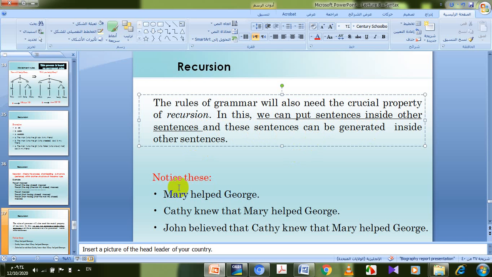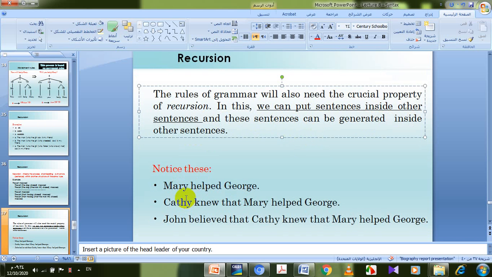Notice these. Mary helped George. Kathy knew that Mary helped George. John believed that Kathy knew that Mary helped George. Again, Mary helped George. Kathy knew that Mary helped George. John believed that Kathy knew that Mary helped George.